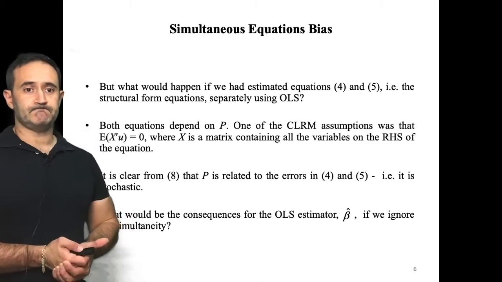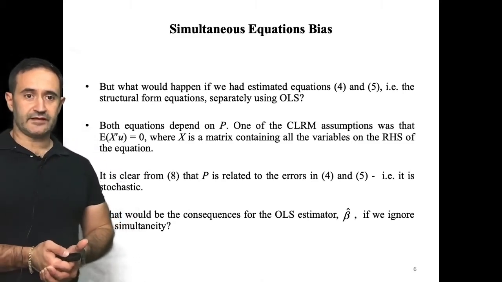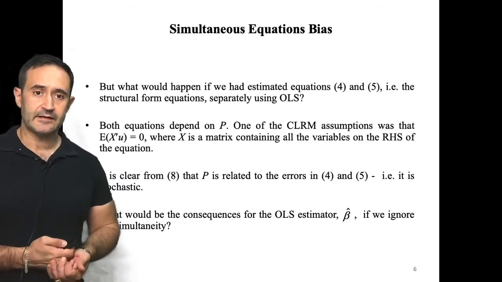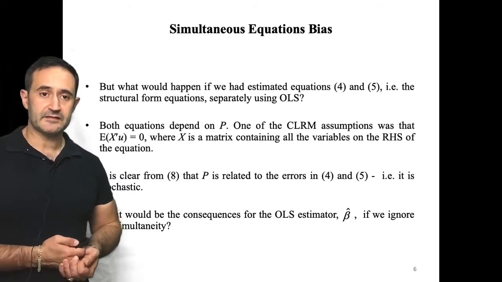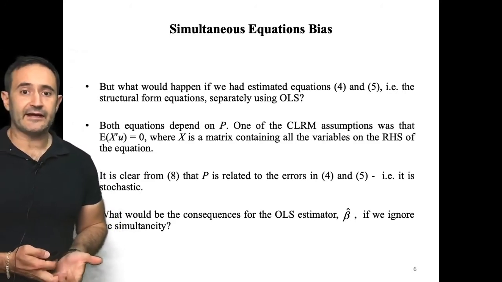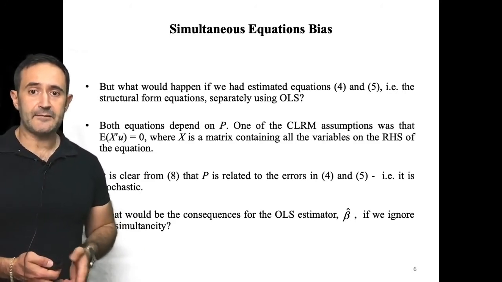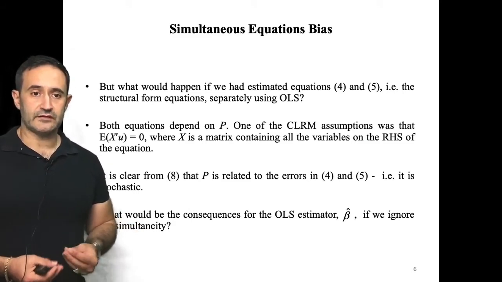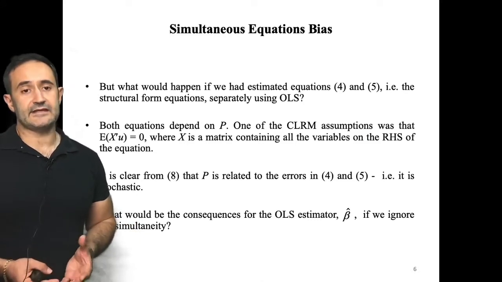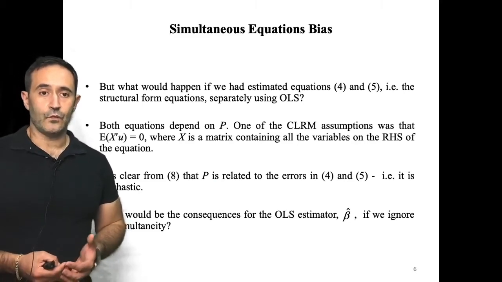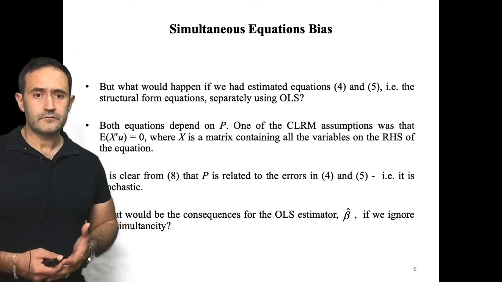But that is not a very good practice because both equations are correlated, and then problems may arise, as you have there on the second bullet point. One of the classical linear regression model (CLRM) assumptions is that there is no correlation between the variables and the error term, and in this case they are correlated. We'll see in a second where the correlation comes from.